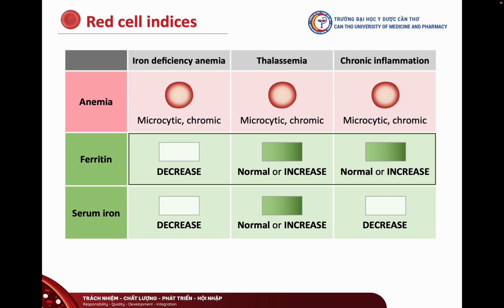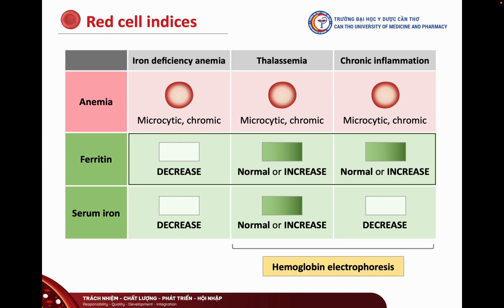So now, what is the next step? To differentiate between the thalassemia and the chronic inflammation, we can look at the serum iron. It's usually normal or high in the thalassemia but low in the chronic inflammation. However, sometimes it will be struggling because the serum iron is affected by many various factors like the food or some kind of iron supplement. And finally, to confirm the thalassemia, we need to order hemoglobin electrophoresis.